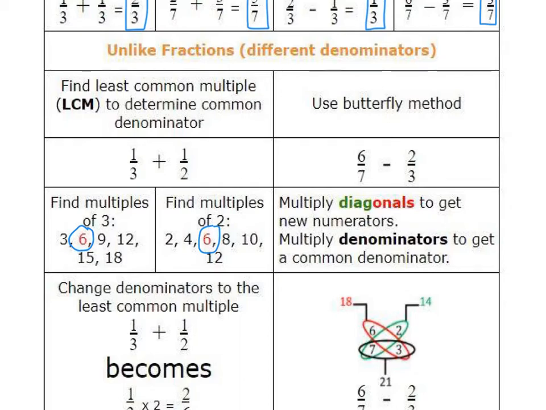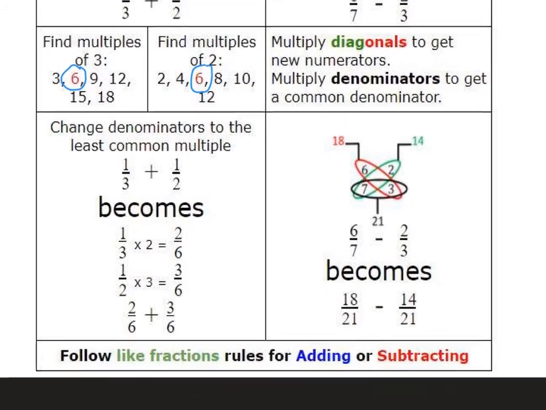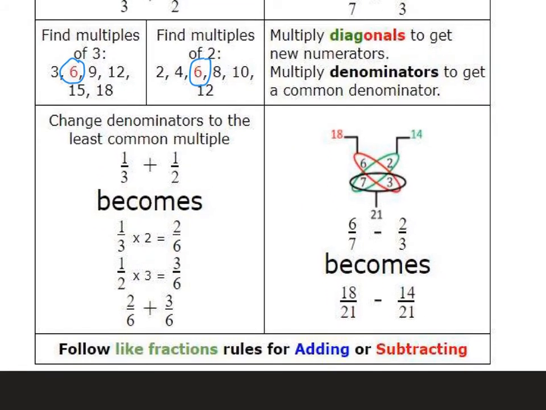So then I would take that, I would go from here below, it says change the denominators to the least common multiple. So 1/3, in order to get a denominator of 6, you would have to do 3 times 2, which would give you 6. But what you do to the denominator, you also have to do to the numerator. So also 1 times 2, which would give you 2.